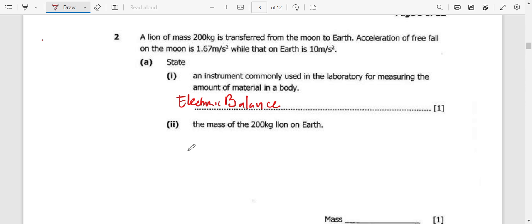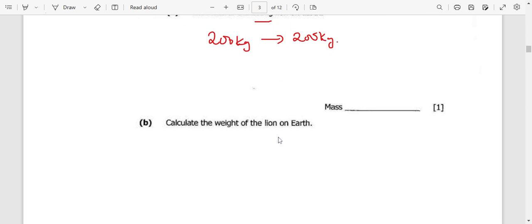Now, the second question is saying, state the mass of the 200 kg lion on Earth. This lion has got 200 kg on the moon, and then it is transferred to the Earth. What will be the mass? Mass does not change. If it has got 200 kg on the moon, it is also going to have 200 kg on the Earth because mass is constant, does not change.